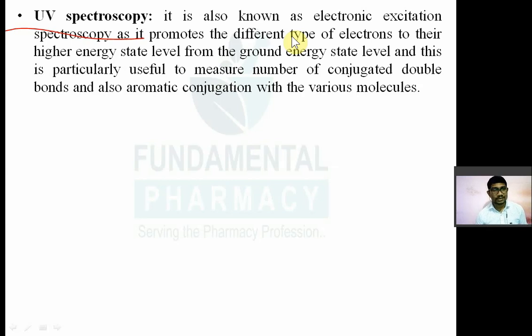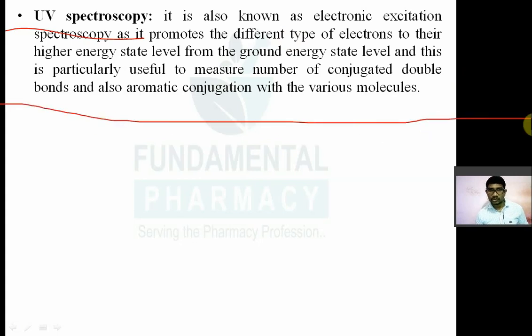This UV spectroscopy deals with the electronic excitation of the molecule. What is the range of UV spectroscopy? 200 to 400 nanometer. This UV spectroscopy is useful in the measurement of the conjugated system present in your molecule, so it measures the double bonds and aromatic conjugation in various molecules. So what is UV spectroscopy? Basically it is also known as electronic excitation spectroscopy. Remember this: electronic excitation spectroscopy.